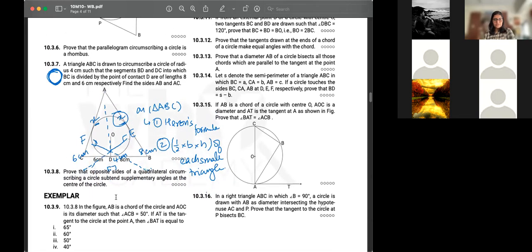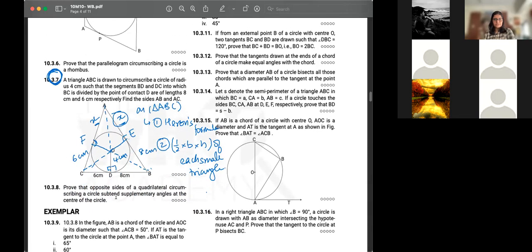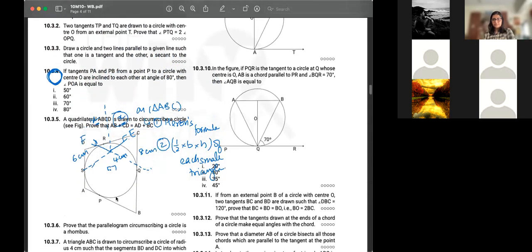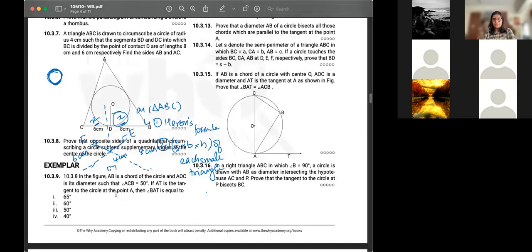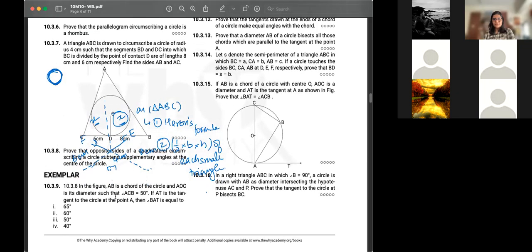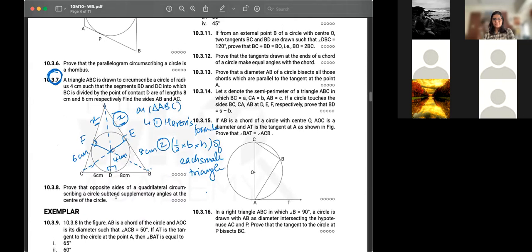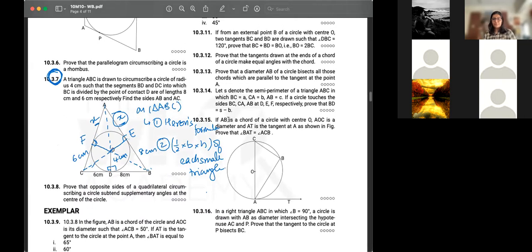So 9 is easy. 9 is an application of 10.3.15. The proof of 10.3.15, in terms of numericals, is 9. They both are the same problems.